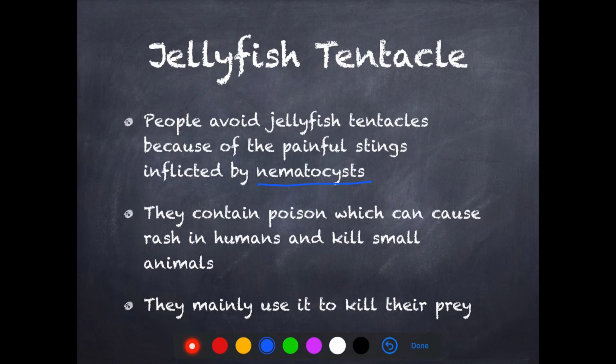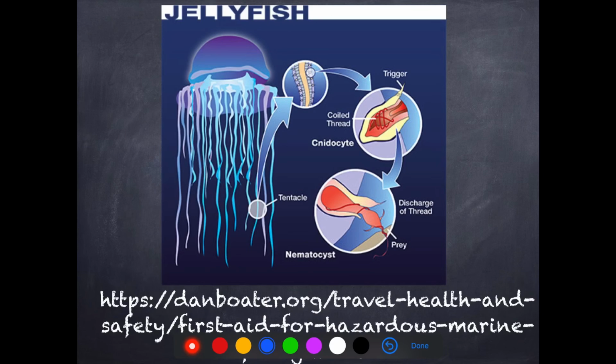And these nematocytes can contain poison, which for humans can cause pretty bad rashes that can really hurt for a while. And for small animals, it can actually kill them, and that way they can digest them.